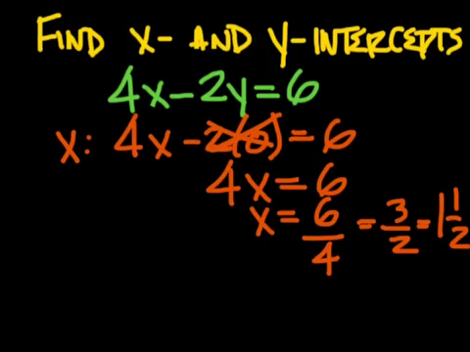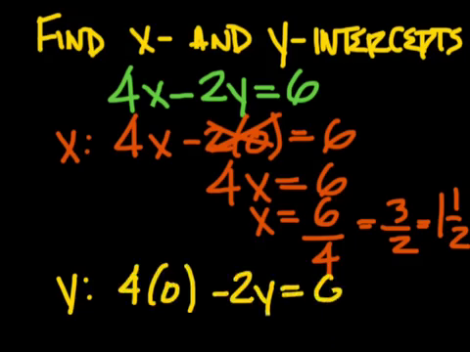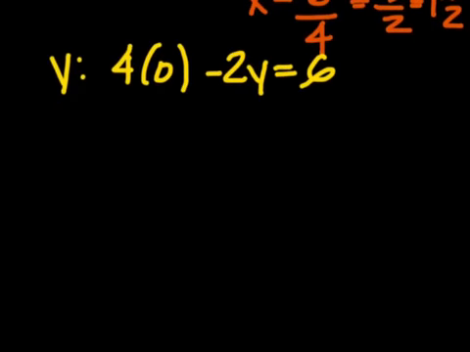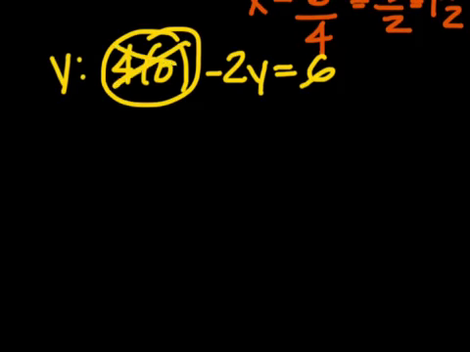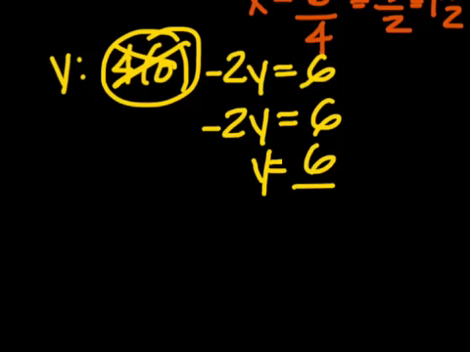So now we have to find the y-intercept. If I'm going to find the y-intercept, I'm going to put a 0 in where? For the x. So 4 times 0 minus 2y equals 6. What happens to this? Cancels out, and I'm left with negative 2y equals 6. Divide 6 by negative 2, and your y-intercept is negative 3.